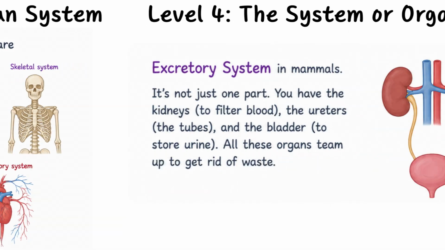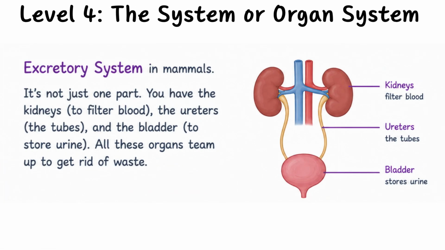Take the excretory system in animals, for example. It is not just one part. You have the kidneys, which filter the blood, the ureters, that is the tubes, and the bladder, which stores the urine. All these organs come together to get rid of waste in the body.